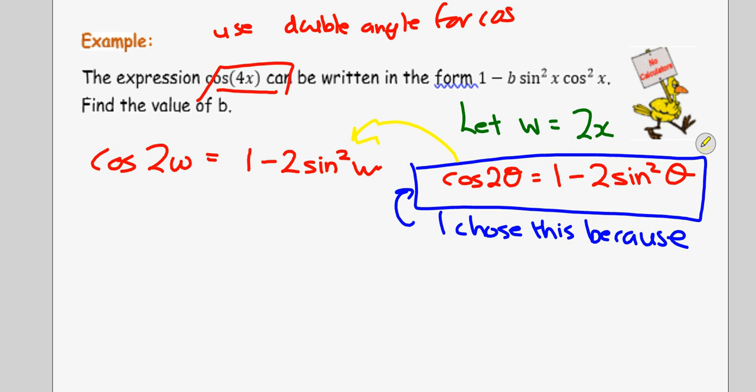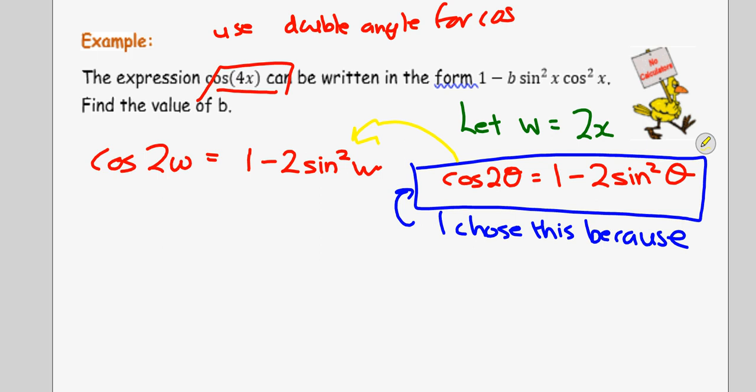So the reason why we've defined W as equal to 2x is we don't know any special trig identities that have cos 4x. We do know ones that have cos 2 theta. So if we just say W is 2x, then we could use the double angle formula for cos. I've used this version of it, and notice I've just replaced the theta with W, and then it is all good.